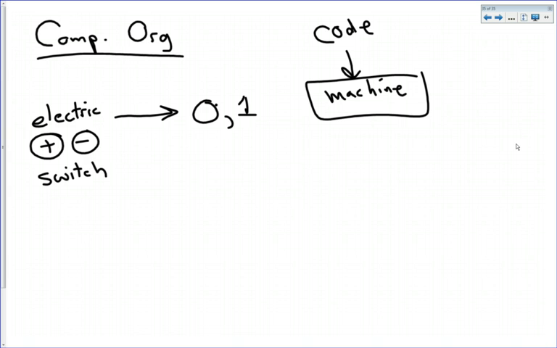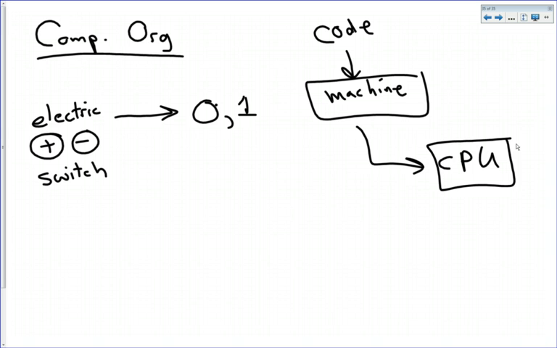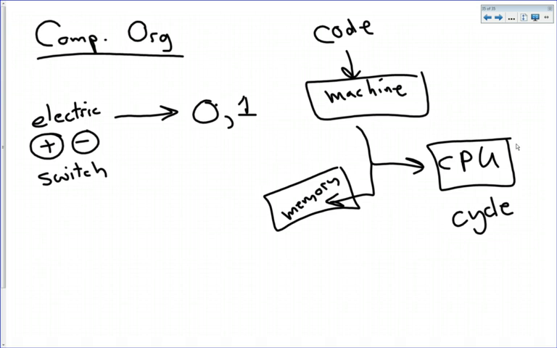Okay? There's a cycle to this, right? We learned that the machine has that CPU, which is the brain that has a cycle within it that executes the instructions on that cycle. It keeps track of stuff in memory. And memory is also just ones and zeros, et cetera, et cetera.